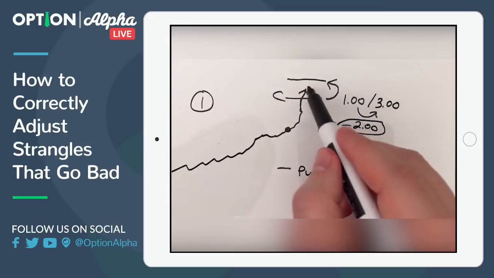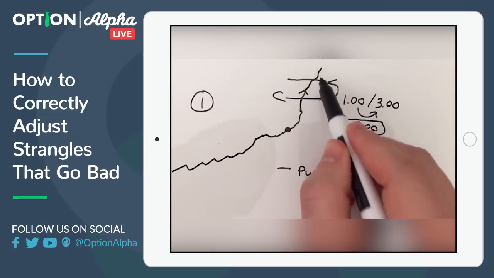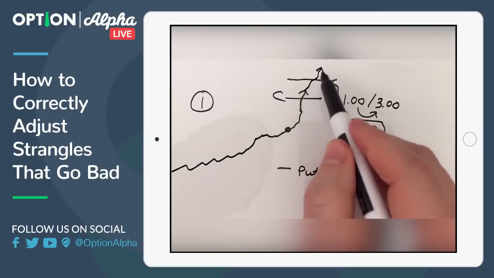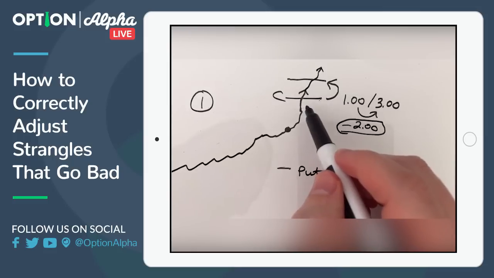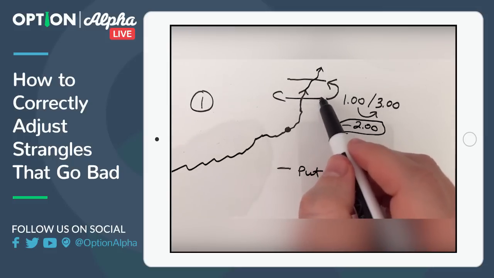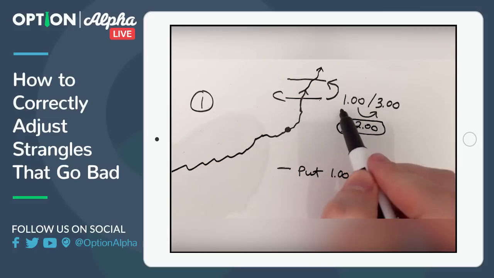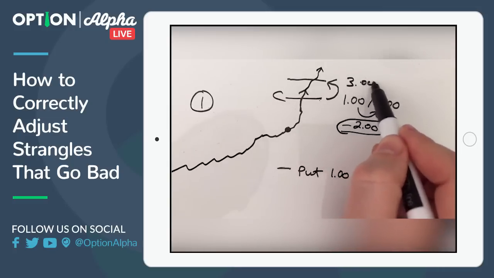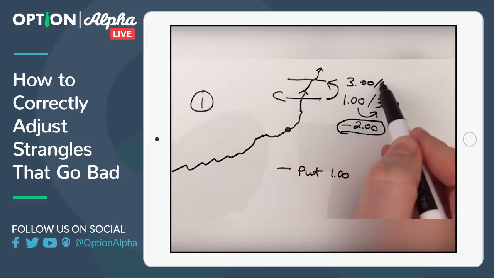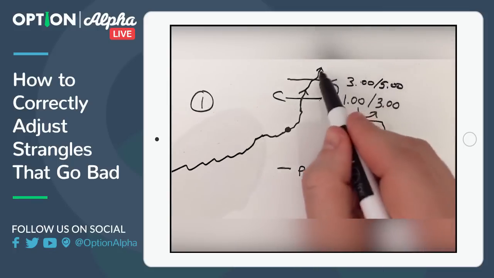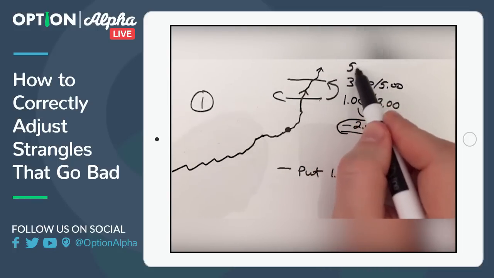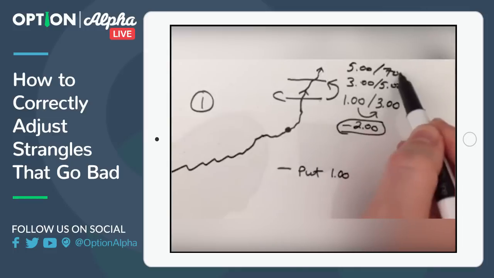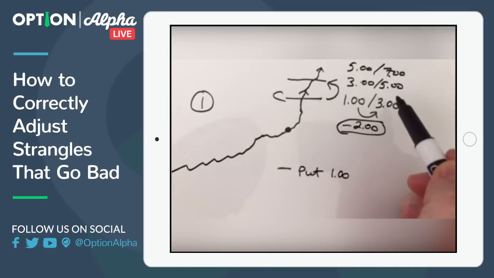The problem with doing this, though, is what if the stock continues to move higher? You're just literally digging yourself into a hole further and further. By doing this, you basically end up compounding the loss on top of itself, because now you sell this one for $3, and you buy it back for $5. Then it keeps going higher, and now you sell this one for $5, and you buy it back for $7. You guys see how this can happen? It just keeps going up and up.